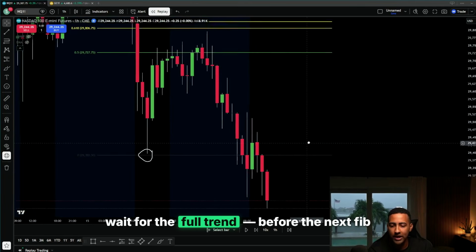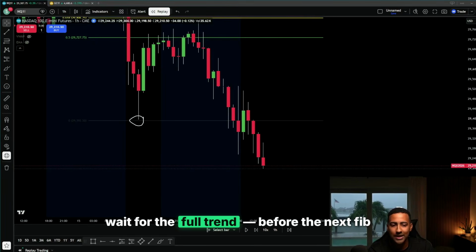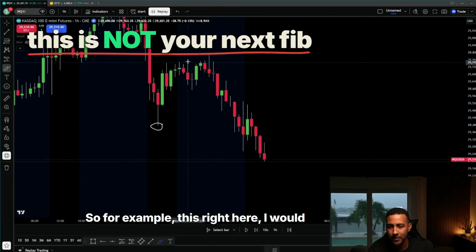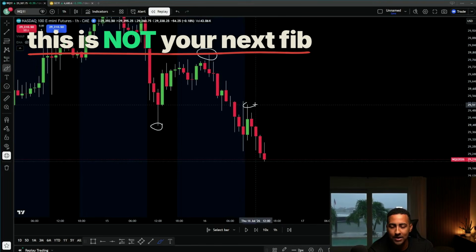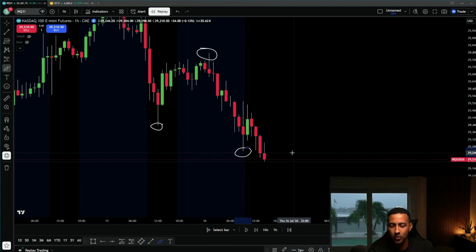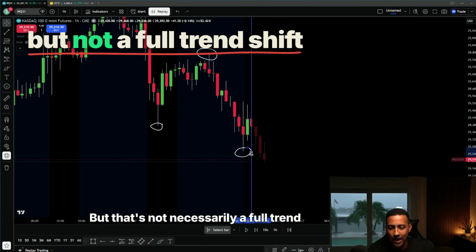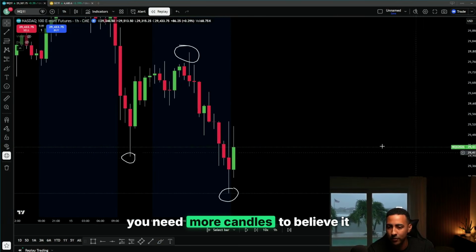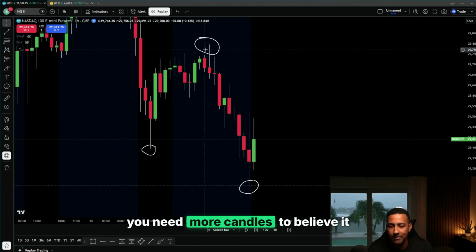Whenever you go to your next swing high, swing low, right? You need to wait until your full trend is established before you end up having the next fib. So for example, this right here, I would not consider your next fib, right? So you have this area right here, right? Yes, this is considered a swing high and this is considered a swing low. But that's not necessarily a full trend shift, right? The only time I would expect that to be a full trend shift is if we actually get a few more candles to the upside. Then I would start to believe, okay, we do have that swing high, swing low.